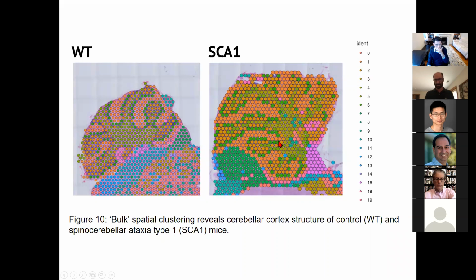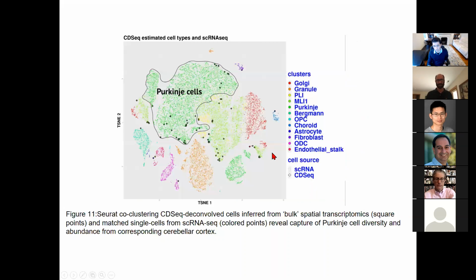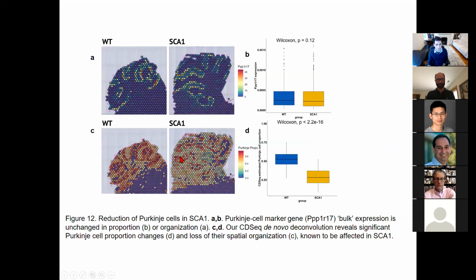And he's now able to deconvolve each of those little locations and discover that the deconvolved results are capturing the diversity of Purkinje cells. Here we're showing both the spatial transcriptomics data that we generated and deconvolved, in the bold cells, and also the single cell data that Kiki also generated for the same matched sample of both wild type and SCA1 mice. And you can see that we're capturing both the diversity of the cells and the abundance of the cells.